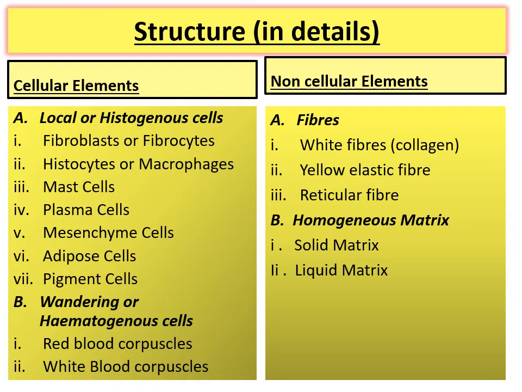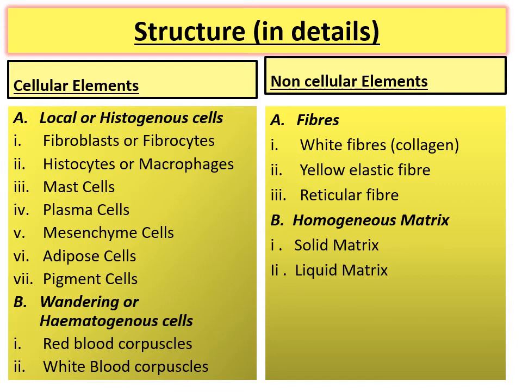So connective tissues are mainly formed by cellular elements and non-cellular elements. In cellular elements, there are two subtypes: number 1, local or histogenous cells, and number 2, wandering cells. Local cells can be subcategorized into several types like fibroblasts or fibrocytes, histiocytes or macrophages, mast cells, plasma cells, mesenchyme cells, adipose cells, pigment cells. The second subcategory for cellular elements is wandering or hematogenous cells. These are red blood corpuscles or white blood corpuscles.